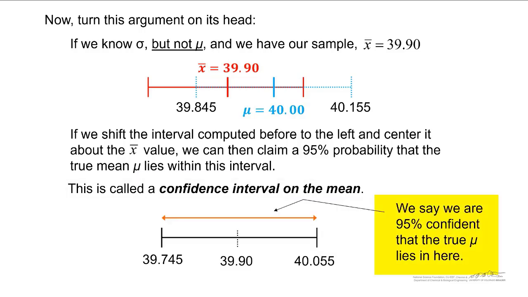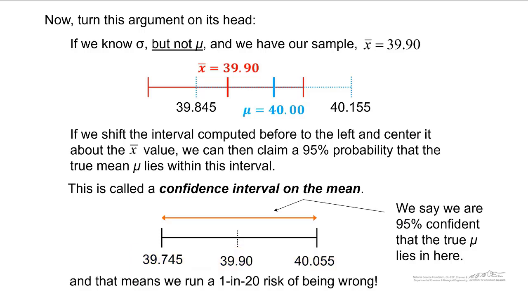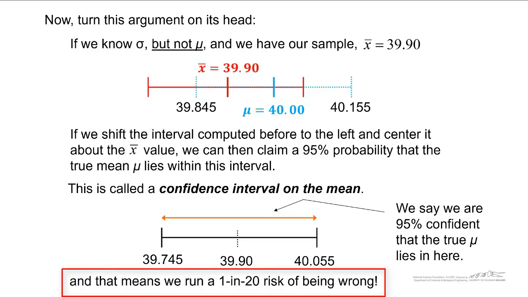And we can say that we are 95% confident that the true mean lies between, in this case, 39.745 and 40.055. Also, because we're 95% confident, this means that we run a 1 in 20 risk of being wrong. Remember, an alpha of 0.05 is a 1 in 20 risk level.